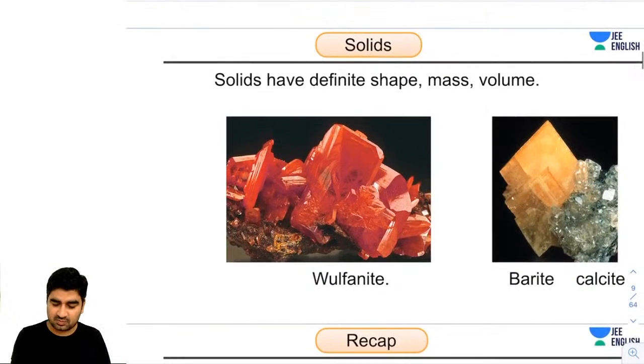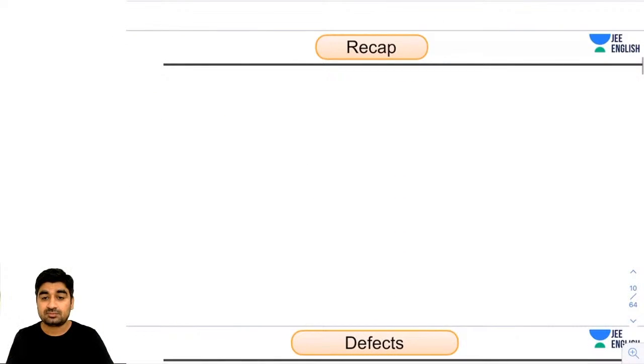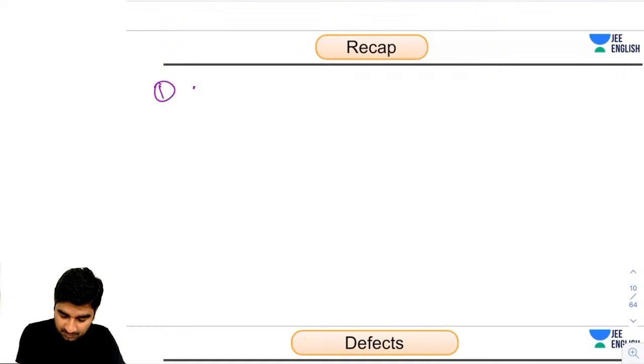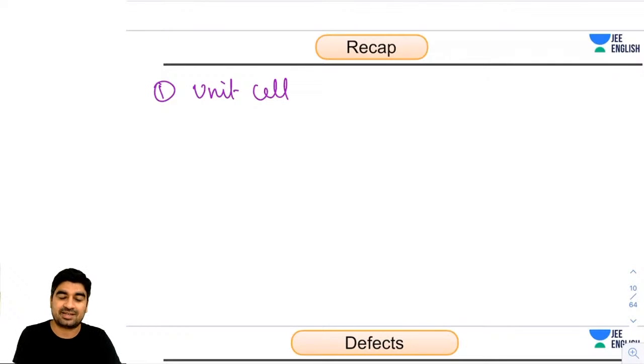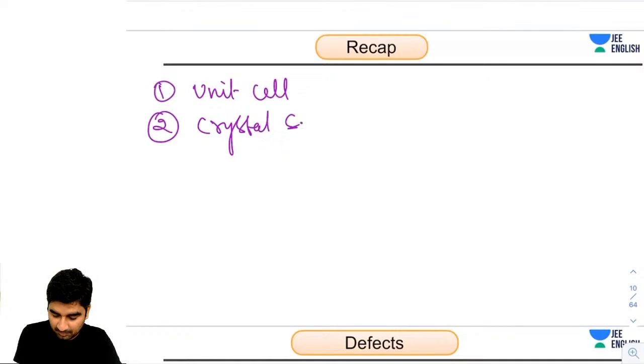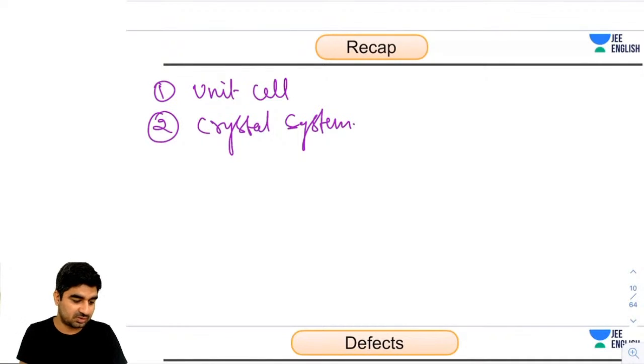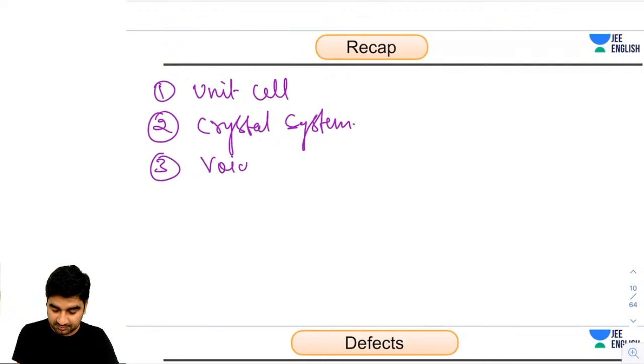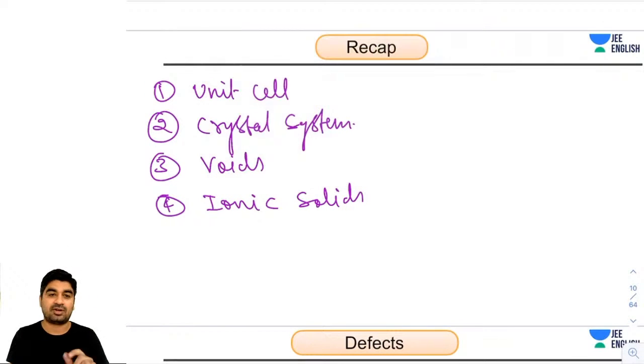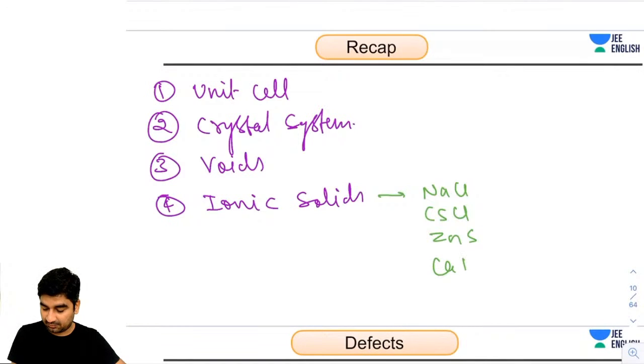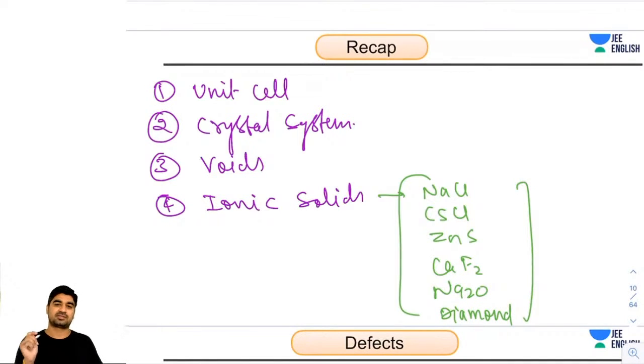So let's start, guys. These are examples of solids, and what we have done till today. We have done unit cell, what types of unit cell are there, and crystal systems. Good afternoon, Sankaran. And after this, we have done voids, and then ionic solids. In ionic solids, the solids we have already covered are NaCl, cesium chloride, ZnS, CaF2, Na2O, and diamond. I've told you everything about these ionic solids: the coordination number of cation, the coordination number of anion. So these are all the solids.